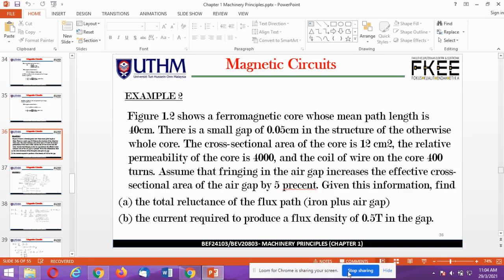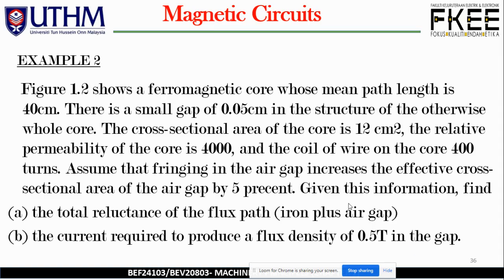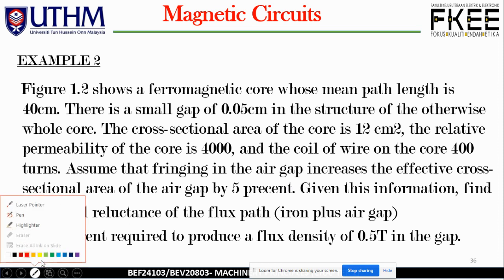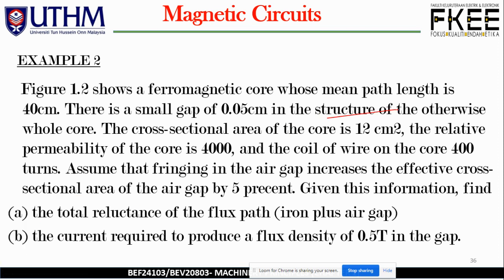So today we will continue with example 2 of magnetic circuits. So what does the question say? Figure 1.2 shows a ferromagnetic core whose mean path length is 40 centimeters. I will show later how the figure looks. There is a small gap of 0.05 centimeter in the structure of the otherwise whole core.